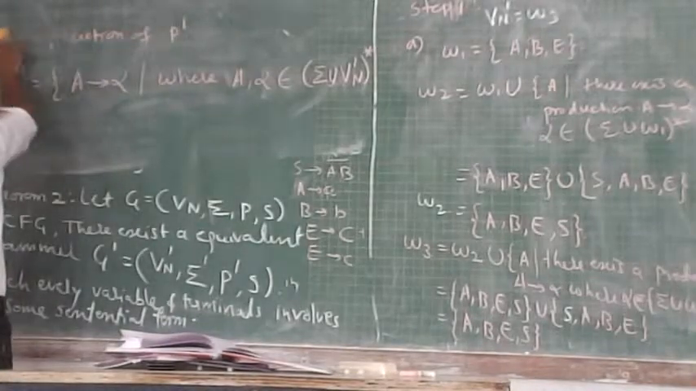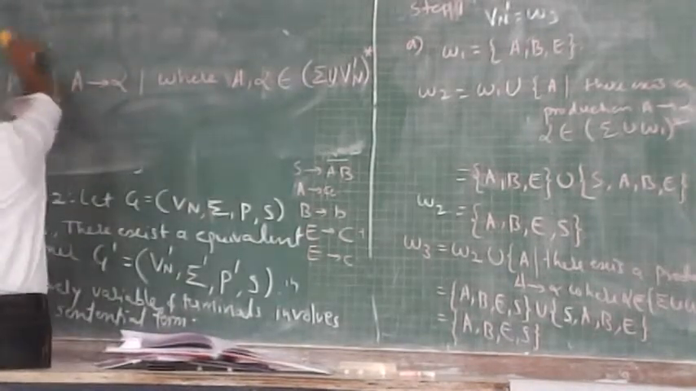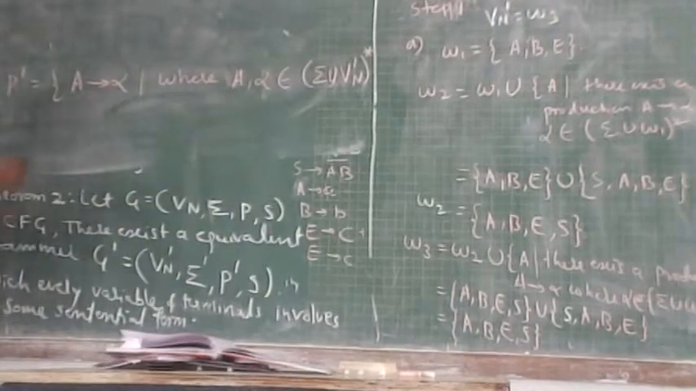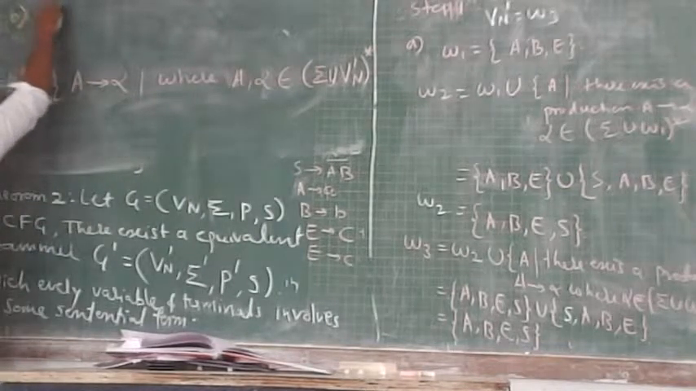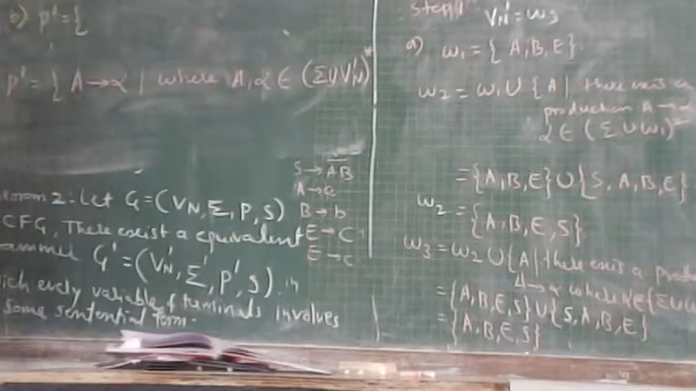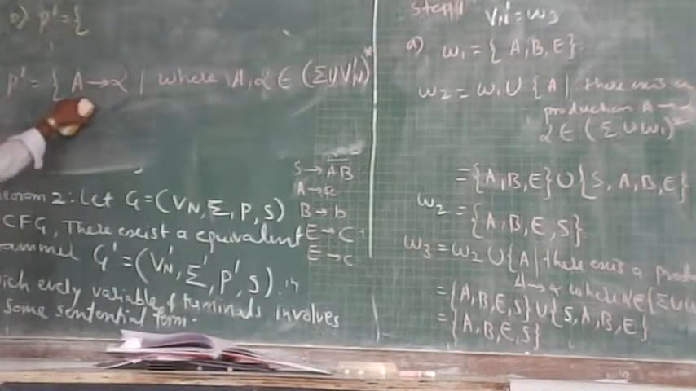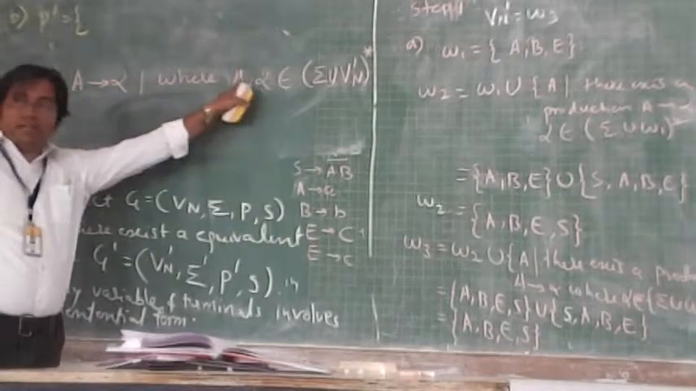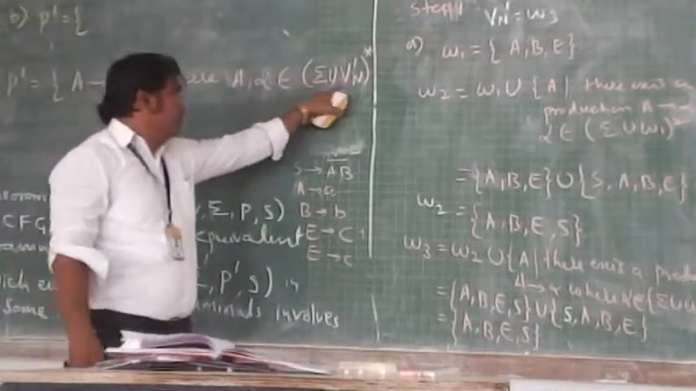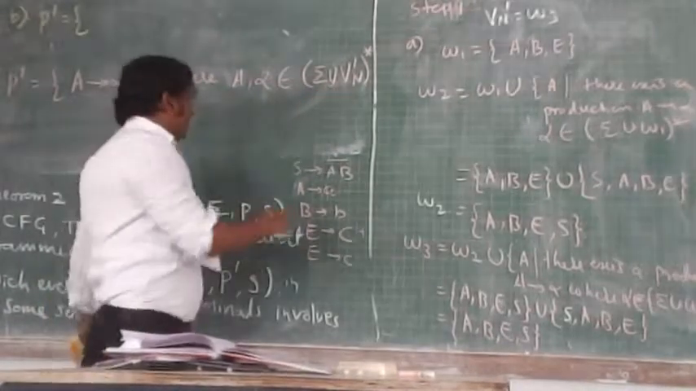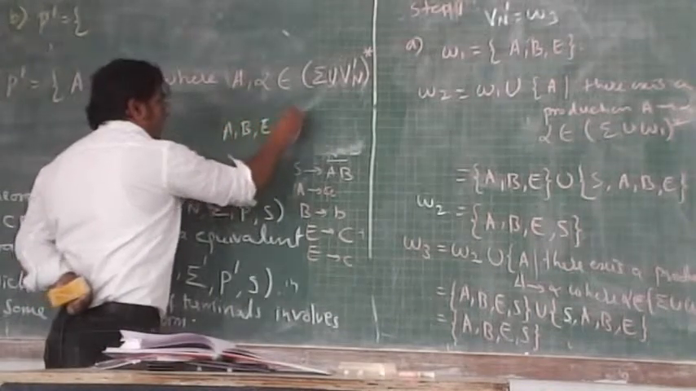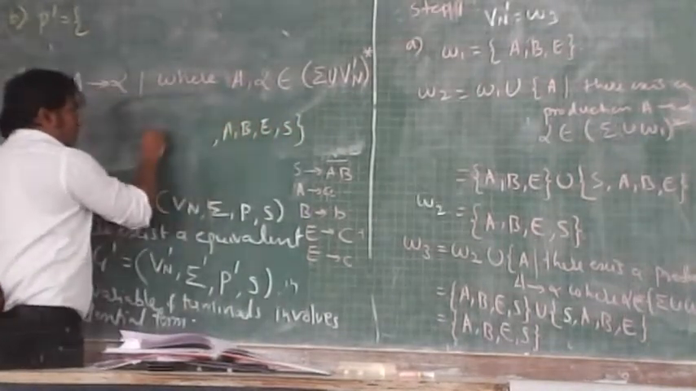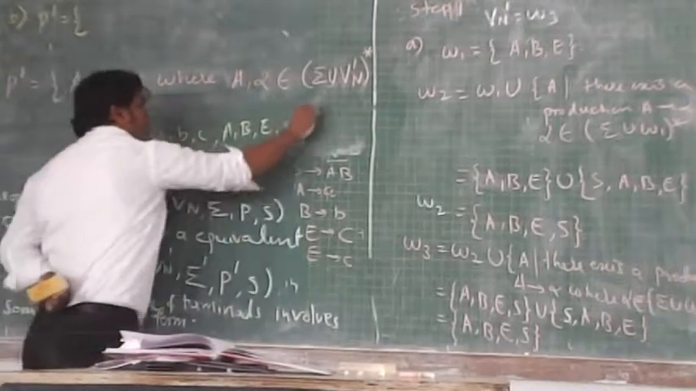The next step, step B. Here I need to find P dash. My P dash will be the set of productions where the left hand side and right hand side of the productions should belong to this one. What is my Vn dash here? Vn dash in this case is A, B, E and S. And sigma is what? A, B, C. Closure of this.